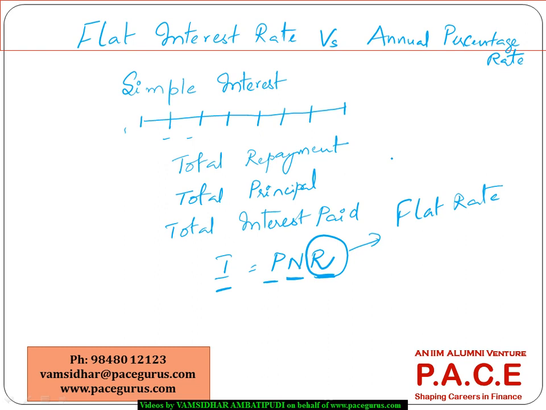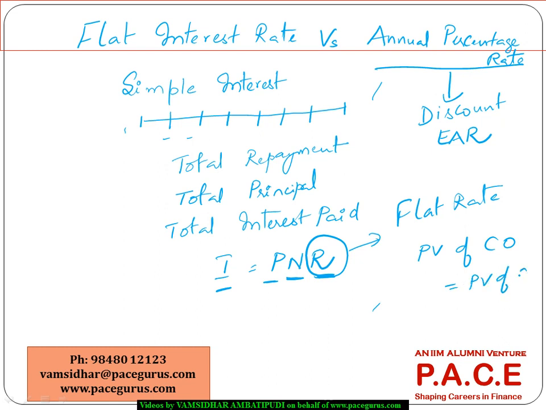Whereas when we are talking about the annual percentage rate, we are using the discounting mechanism also, or probably using it as the effective annual rate for this entire period. So the effective annual rate is a computation where we equate the present value of cash outflows to the present value of cash inflows, and the rate of interest at which both of them are equal is what we call the annual percentage rate.